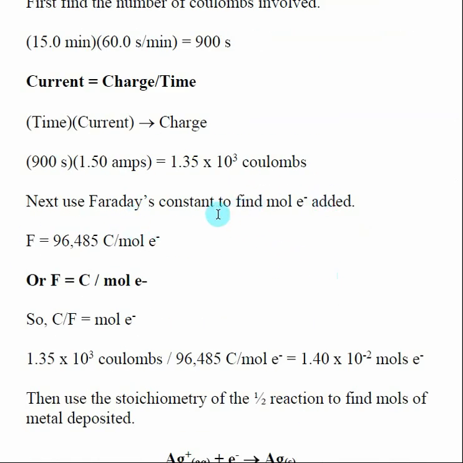And that's where Faraday's constant comes in. Faraday's constant tells me the charge on 1 mole of electrons. So my Faraday's constant, F, is equal to the charge in coulombs divided by mole of electrons. Or if I take the number of coulombs divided by Faraday's constant, it tells me how many moles of electrons I've put into a situation. So I just calculated that I put in 1.35 times 10 to the third coulombs of charge into my reaction. I divide by Faraday's constant. That tells me that I have put in 1.40 times 10 to the minus second moles of electrons into my situation.